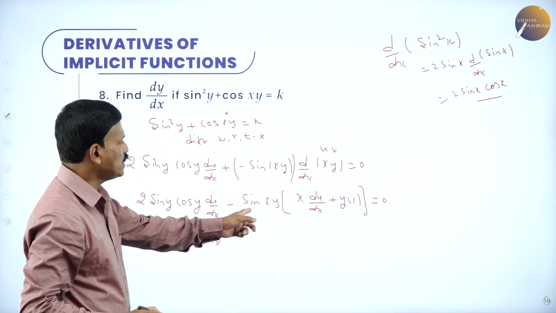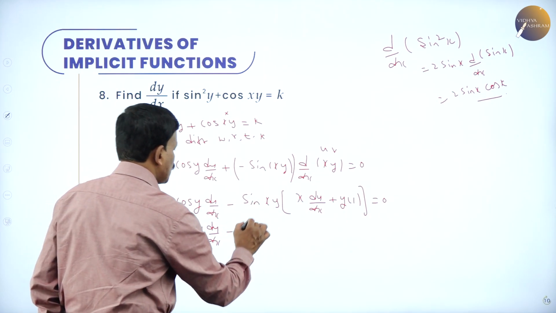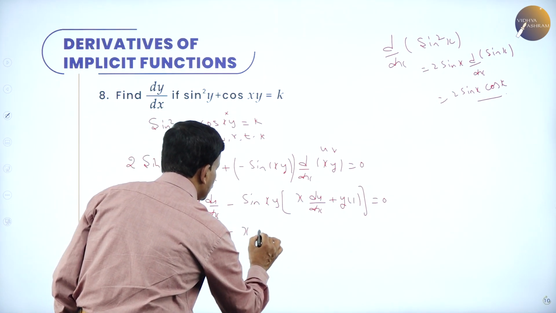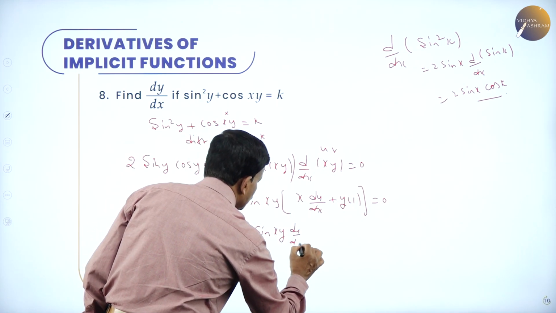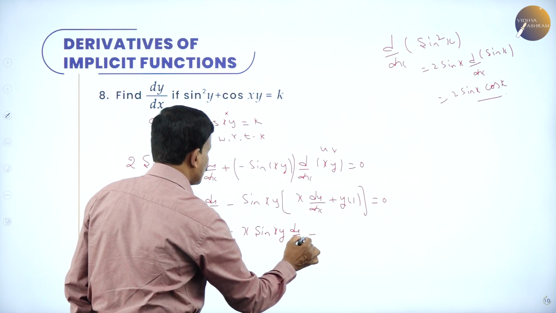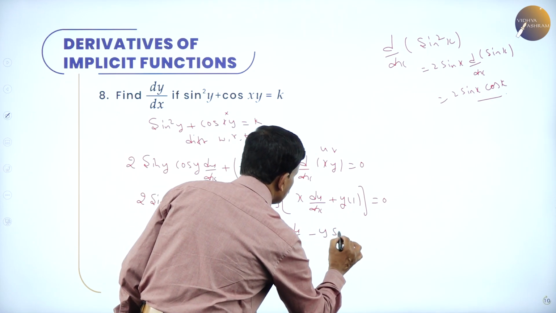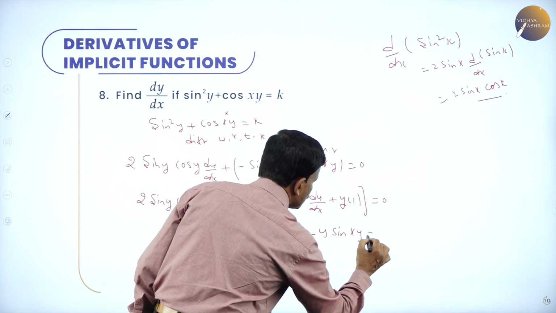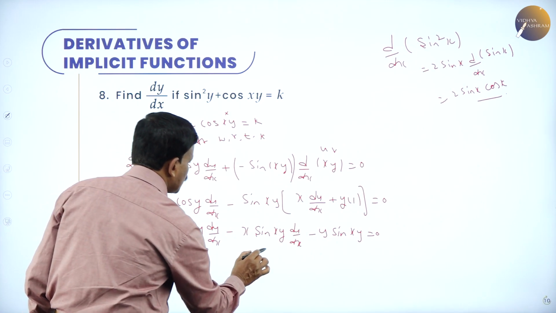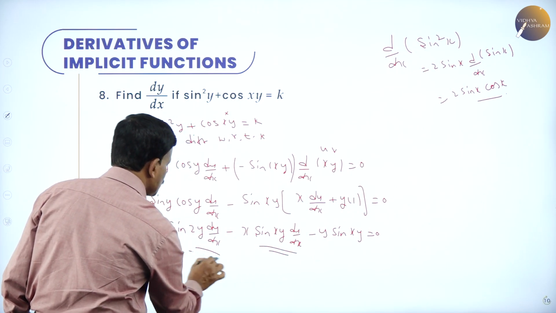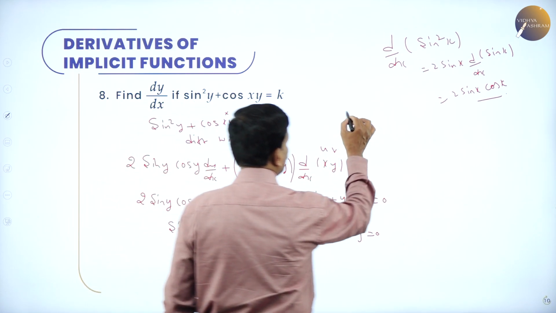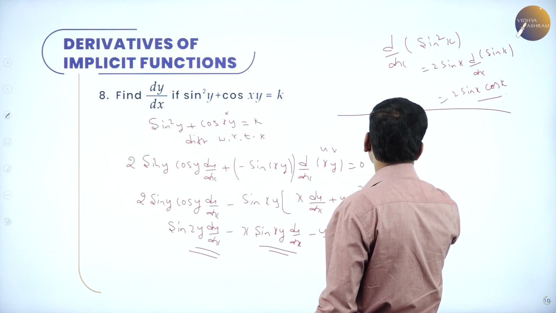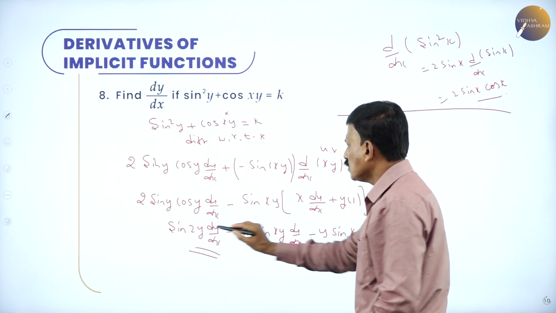Now multiply by sin of xy. If you multiply by sin of xy, you will get x sin xy dy by dx, minus into plus, minus y into sin xy is equal to 0. Now equate the terms which contain dy by dx. These are the two terms. So in these two terms, dy by dx is the common factor. If dy by dx is taken out, what will you get?